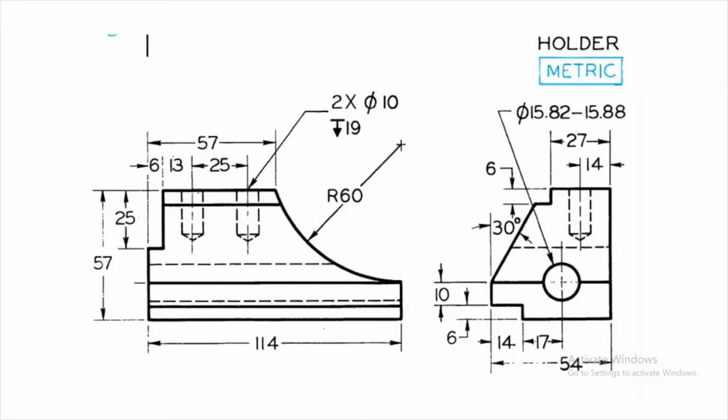This video describes the procedure to model the holder for which the multi-views are shown on the screen. Front and the right side view have been provided. By looking at the various faces that exist on these two multi-views, we need to interpret the features that are generated from this. So to begin with, we'll start with one of the views here.